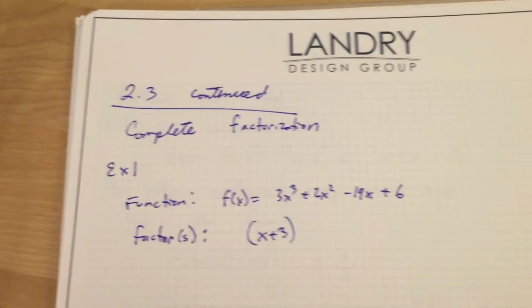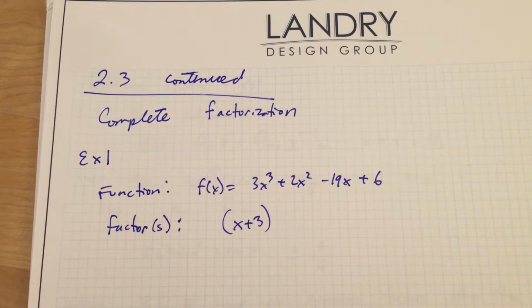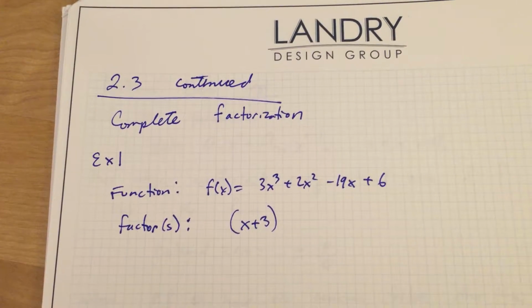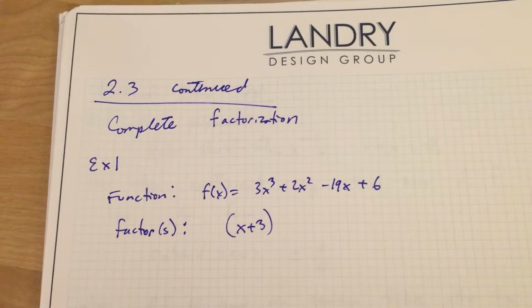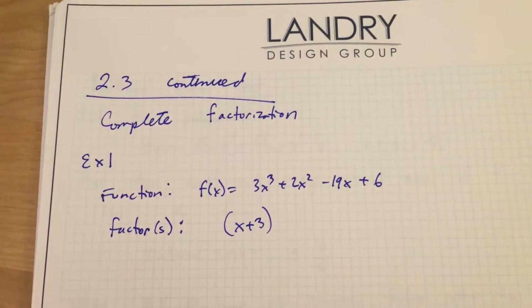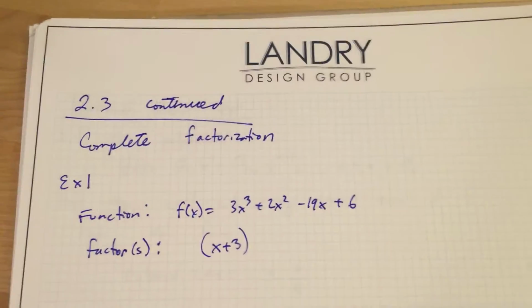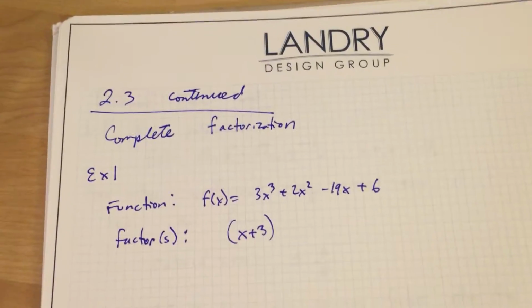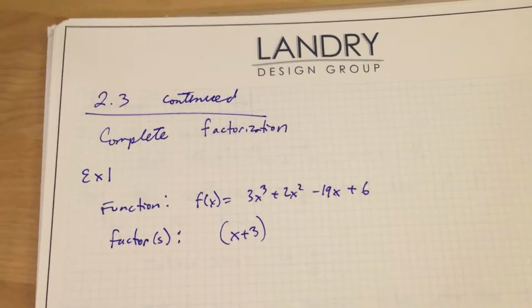All right, so today we're going to continue our 2.3 lesson where we left off last time, which was synthetic and long division. And we're going to talk about two new things. The first thing that we're going to talk about is what's known as complete factorization.